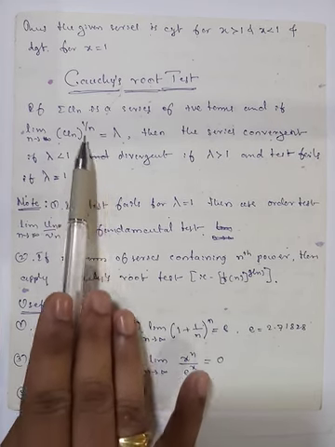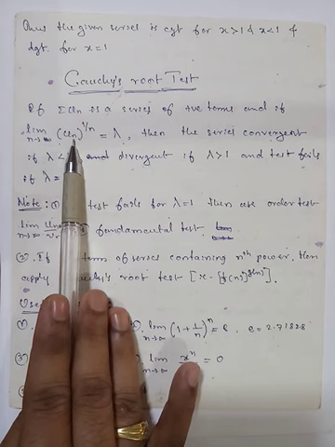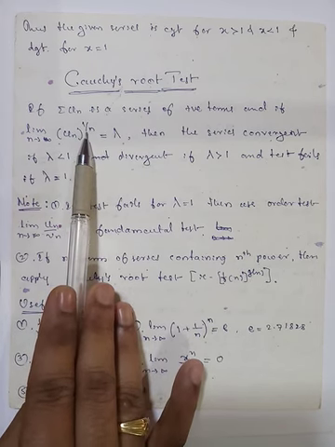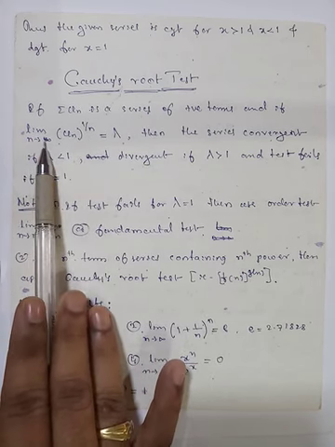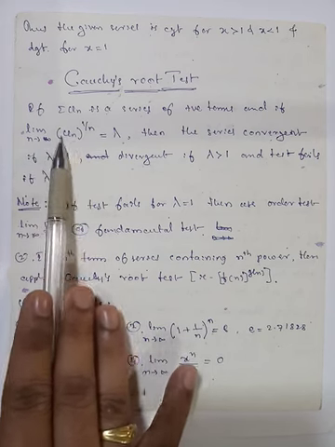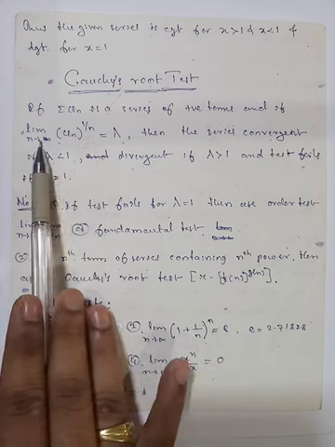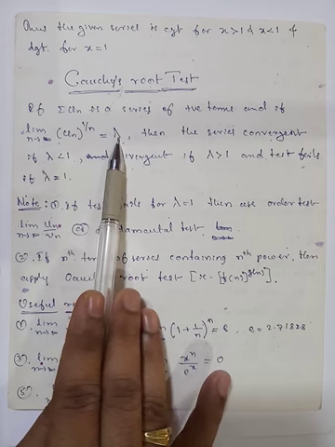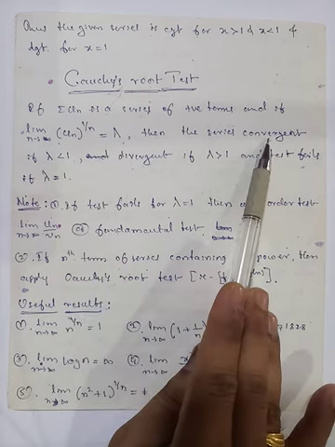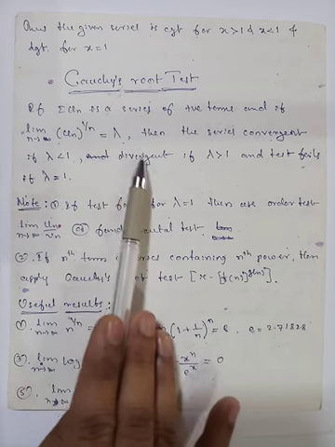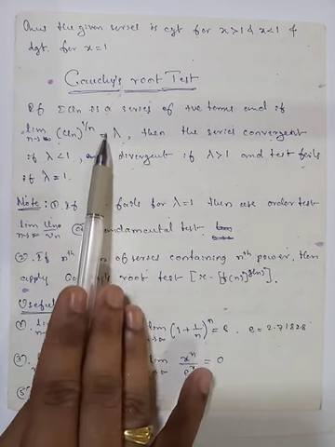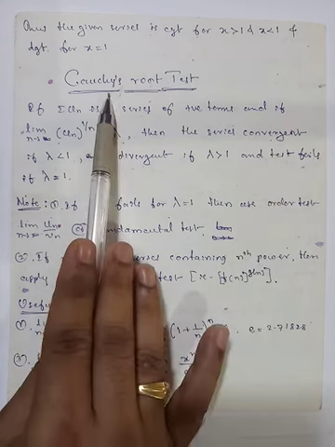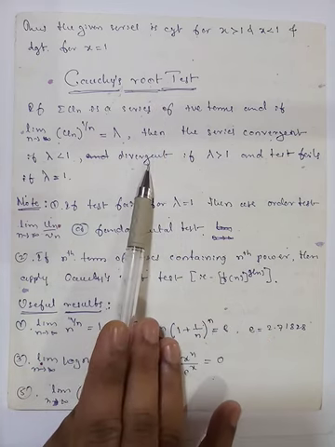I repeat again. We take un, that is the nth term of the given infinite series. Then we take the power as 1 by n. Then we take the limit as n tends to infinity. We first simplify before putting n equal to infinity. Then we substitute n equal to infinity. We get some value. If the value is less than 1, it is convergent. If the value is greater than 1, then it is divergent. If the value is equal to 1, then the test fails. Test fails means by this Cauchy's root test, we cannot say whether it is convergent or divergent.